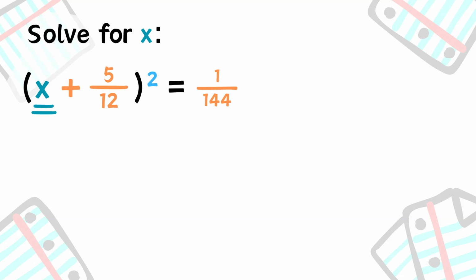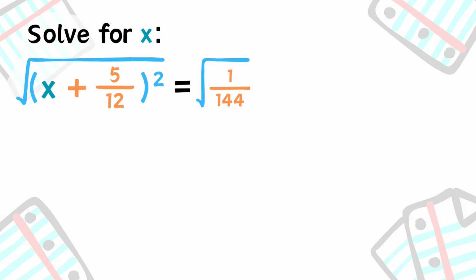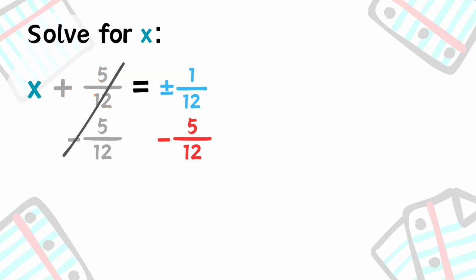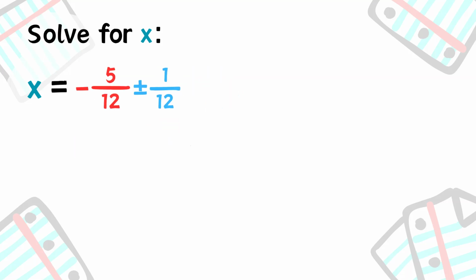So now we can solve for x. If we take the square root of both sides, the left becomes x plus 5 over 12. And on the right, the square root of 1 over 144 can be both 1 over 12 and negative 1 over 12. So this gives us x plus 5 over 12 equals plus minus 1 over 12. To isolate x, we subtract 5 over 12 from both sides, and this means x equals negative 5 over 12 plus minus 1 over 12.